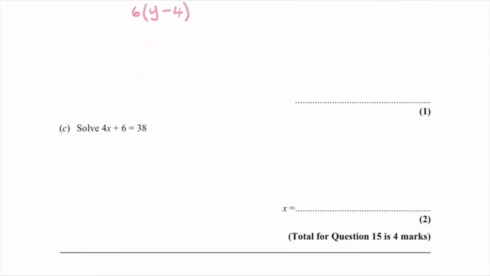For this one, we have to solve the equation. We have to get x on its own. So I'm going to hop my 6. It will land as -6. So I'm taking away 6 from both sides in effect. And that gives me 32. And then I'm going to move the 4, divide through, and x is equal to 8.